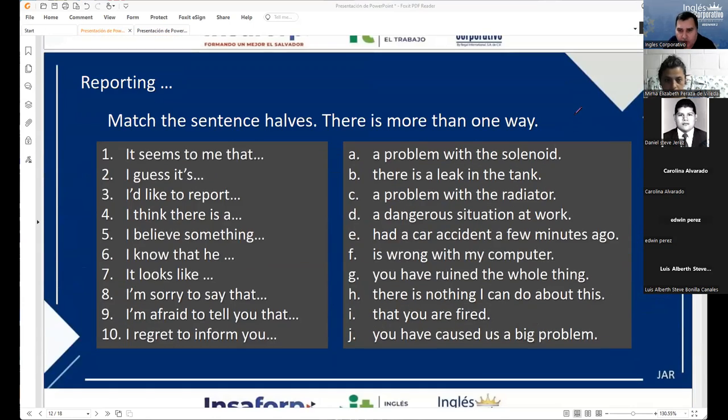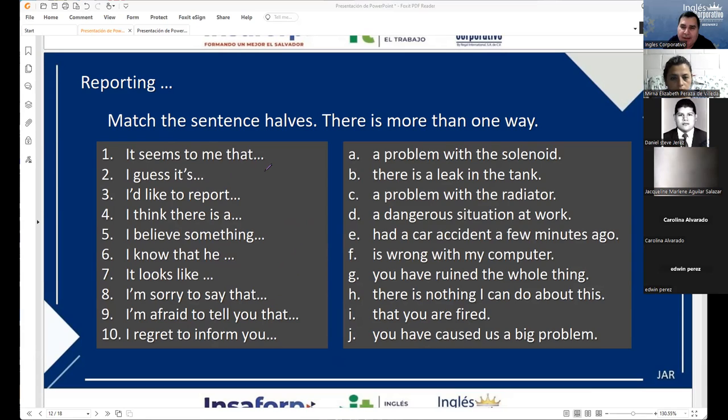Okay, let's continue. Reporting. Match the sentence halves. There is more than one way. Okay, we normally say: it seems to me that, I guess, I'd like to report, I think there is a, I believe something, I know that, he, it looks like, I'm sorry to say that, I'm afraid to tell you that, I regret to inform you.